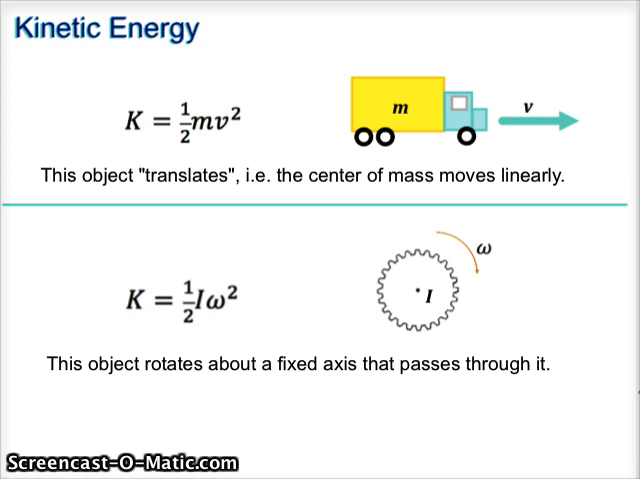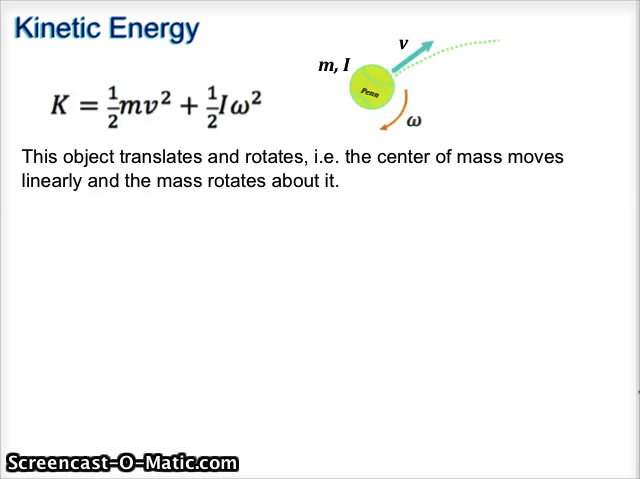Now, it is certainly possible for an object to have both of these types of kinetic energy. For instance, when a tennis ball is hit, it is not going to just move through space, it's going to have a spin. And so we would need to take into account both of those types of motion. As the object translates, it has a linear speed v, but as it rotates about its center of mass, it would have that rotational kinetic energy. So you should expect to use both forms of energy when you are asked to calculate the kinetic energy of an object that translates and rotates.